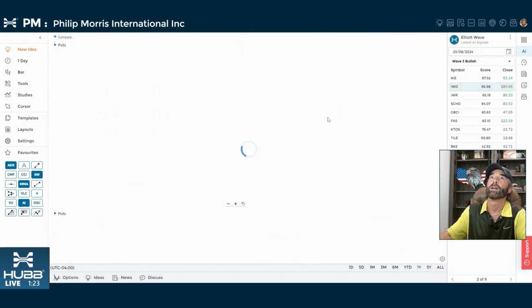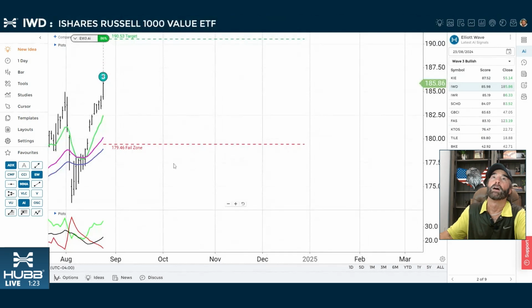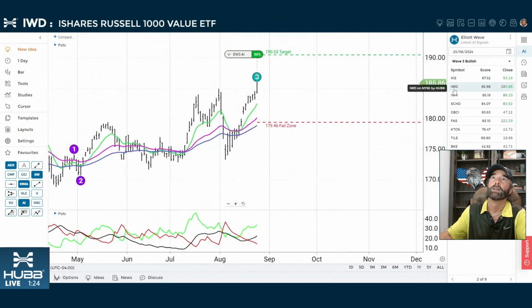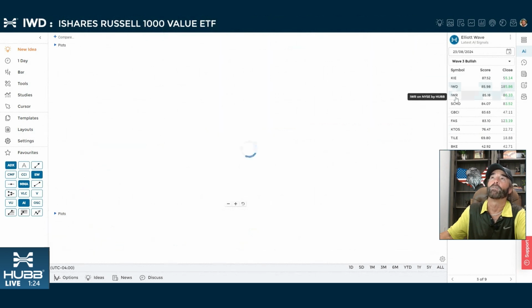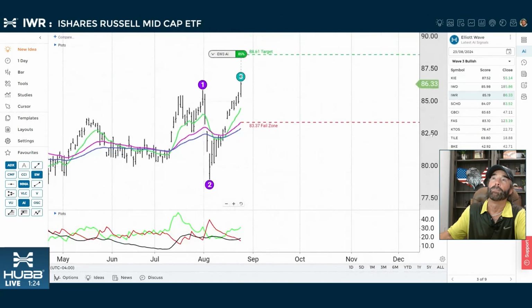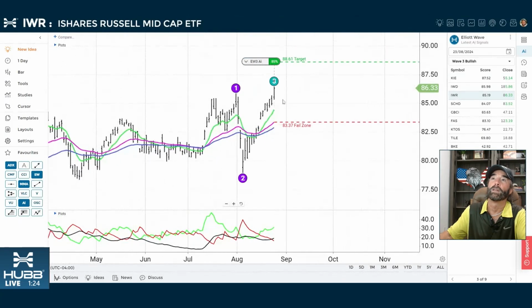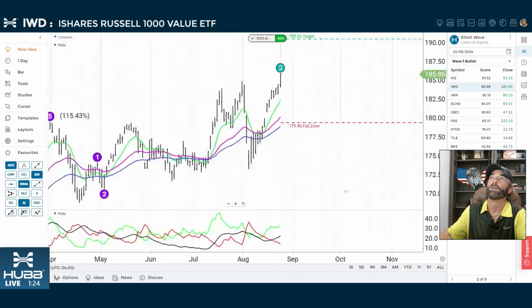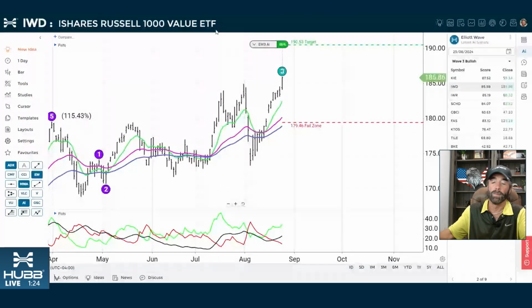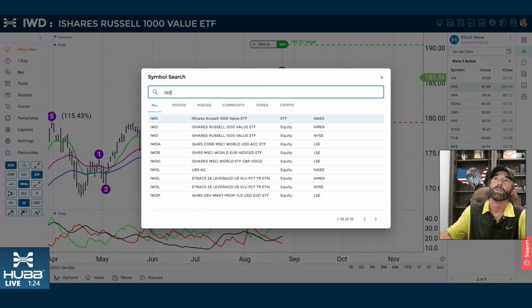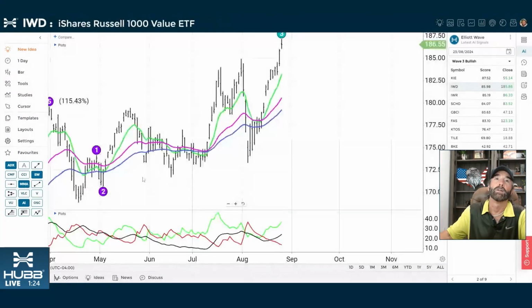And then we're trying to see if we can find something in this world of the Russell. We have IWD, which is the Russell 1000 value ETF, and then we have the Russell Mid Cap. So you can see that there's some activity going on in both of these, and yet there's a little bit of struggle here with the options. So let's go with IWD and see what the options look like here.